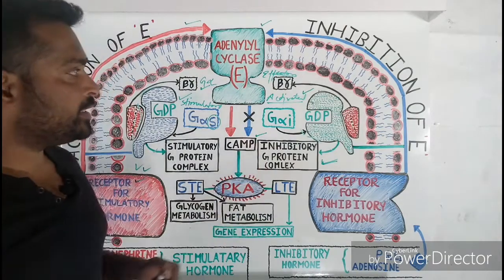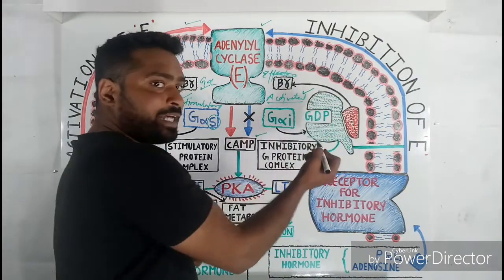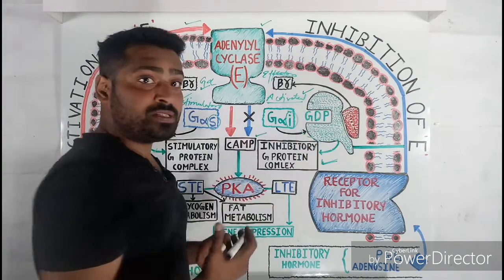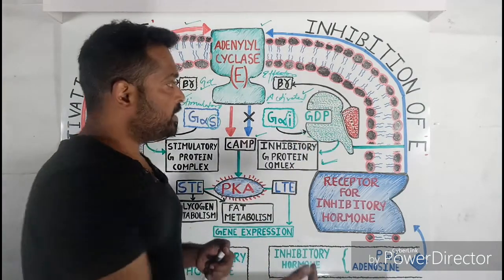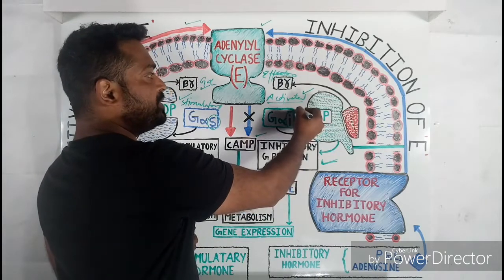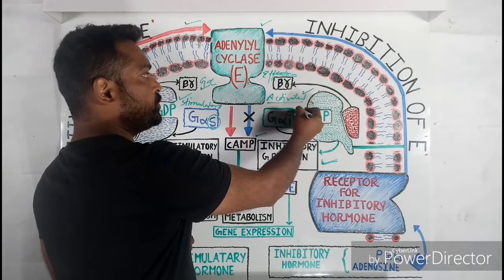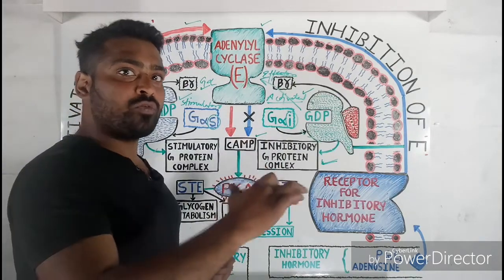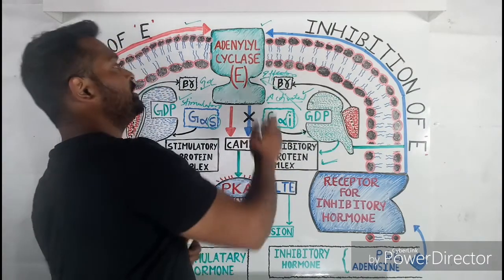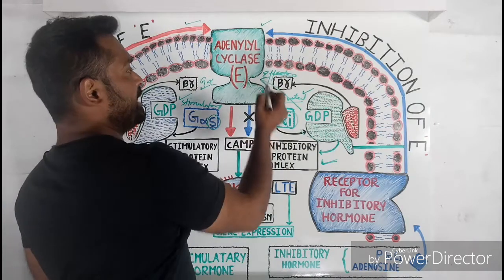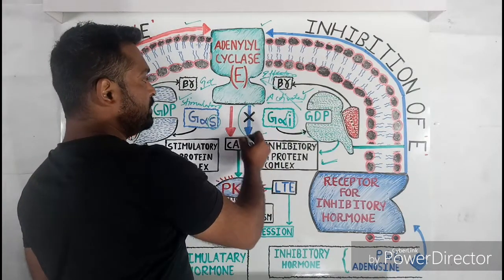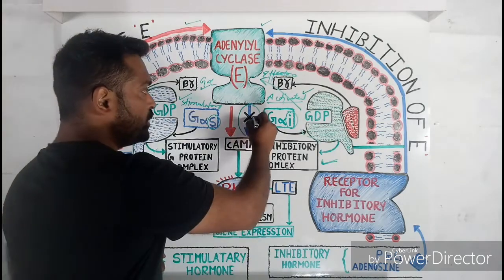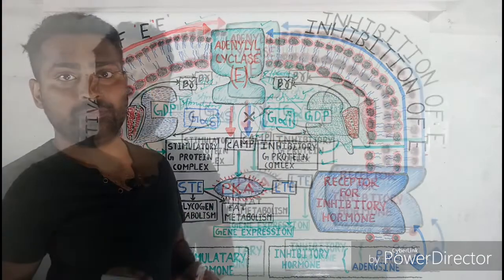On the other hand, the second type of G-alpha subunit is G-alpha I. I means inhibitory. So this inhibitory G-alpha subunit is also going to bind to the same molecule, adenyl cyclase, but instead of activating it, this would inhibit the enzyme, and the result is no production of cAMP. We are not going to get any cAMP.